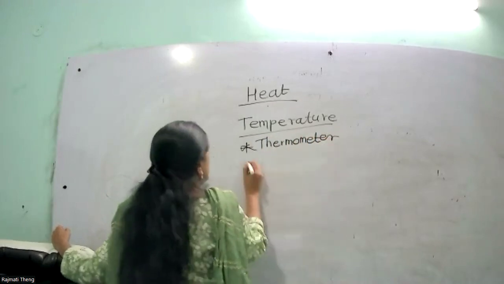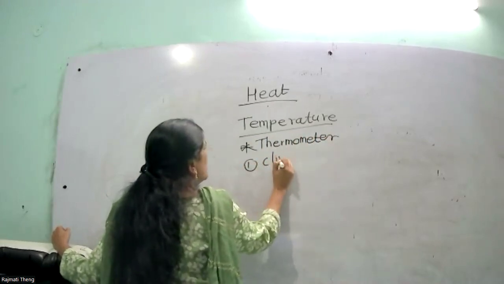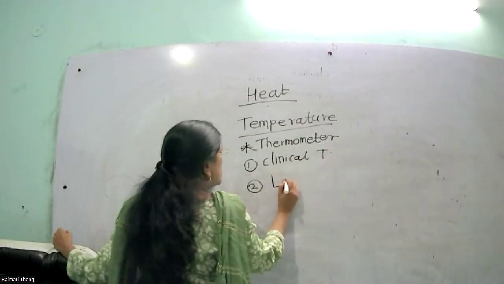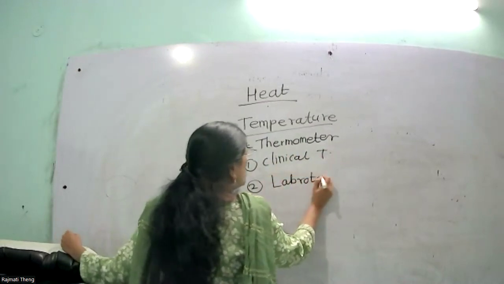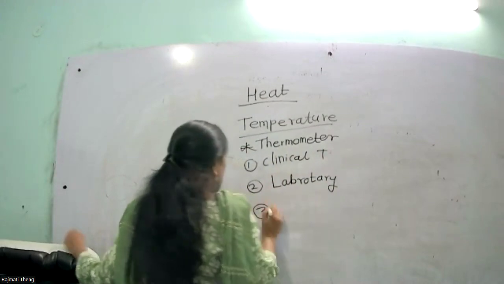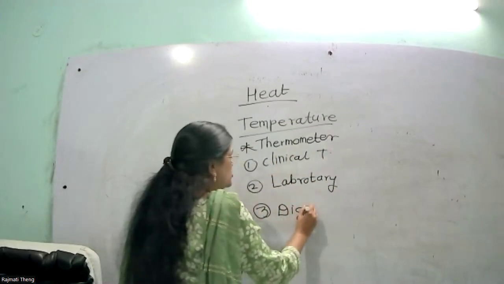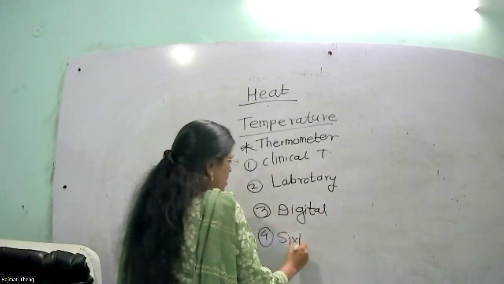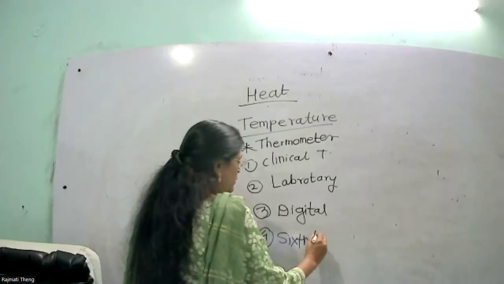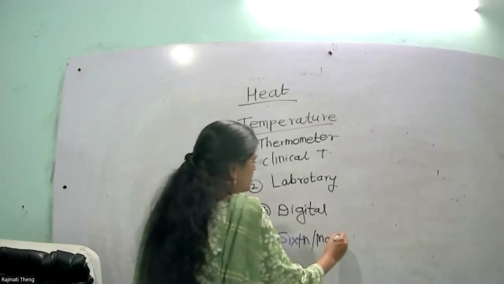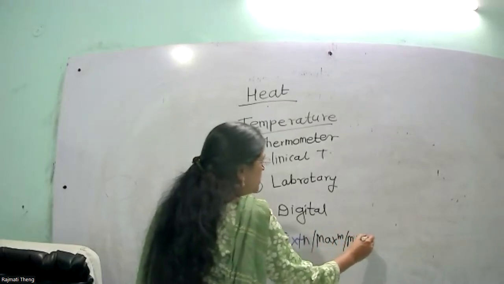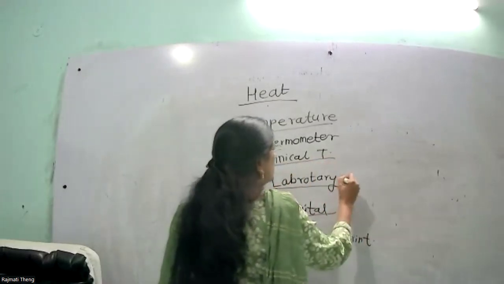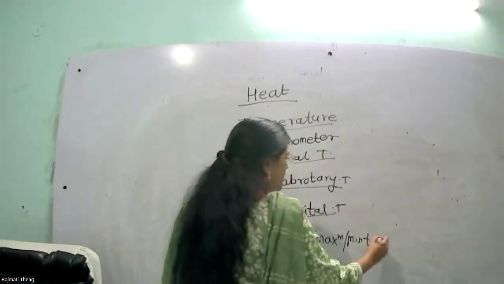Next one is thermometer. First one is clinical thermometer. Then next one is laboratory thermometer, and then digital thermometer. Next one is also called maximum minimum thermometer. So those are the different types of thermometer. ये thermometer के अलग-अलग type हैं.